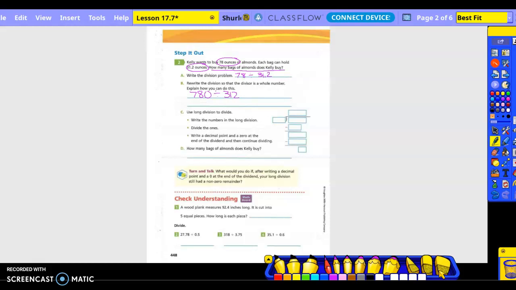Okay, so use long division to find it. So 780 is going to go in our house because it's our dividend. 312 will go as our divisor, so it'll go on the outside. Okay, so can I take 312 into 780? 2 times, you guys think? Okay, let's try it. So we could do that, just 312 plus 312 gives us what? 624.